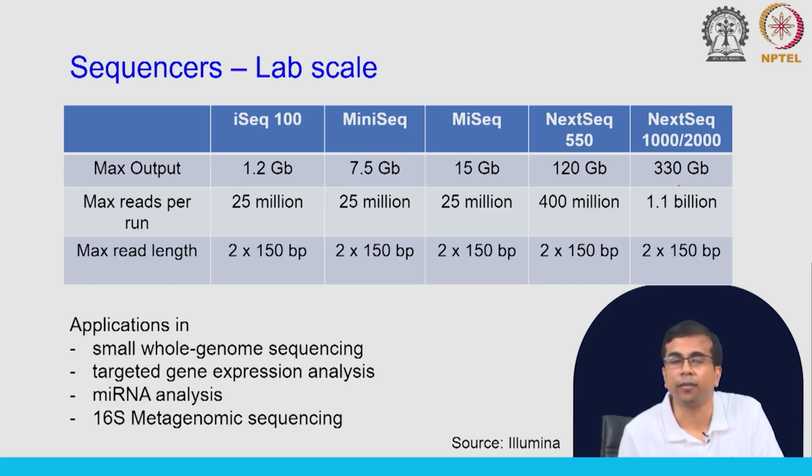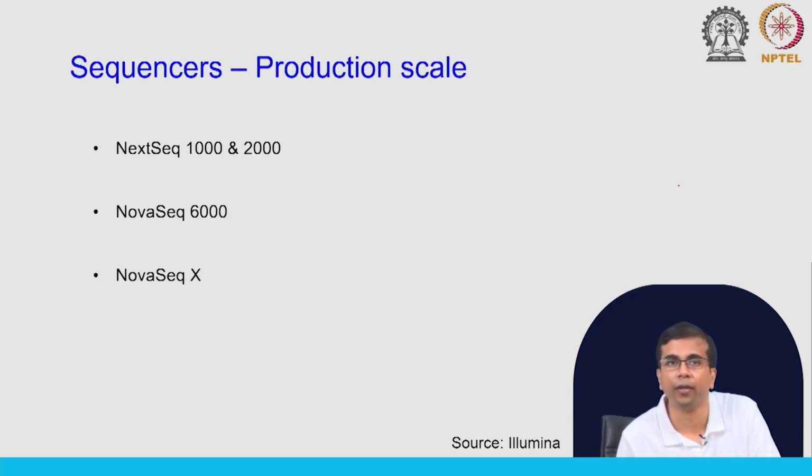So, most applications of these sequencers are in small whole genome sequencing, targeted gene expression analysis, where we want to look at gene expression of only a specific number of genes, microRNA, small RNA analysis, and 16S metagenome sequencing.